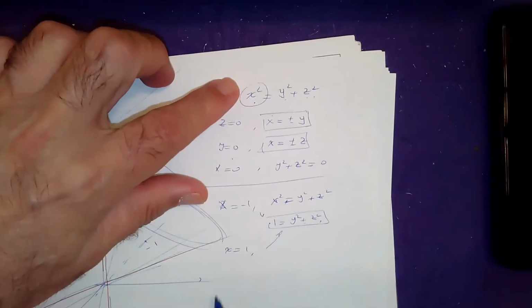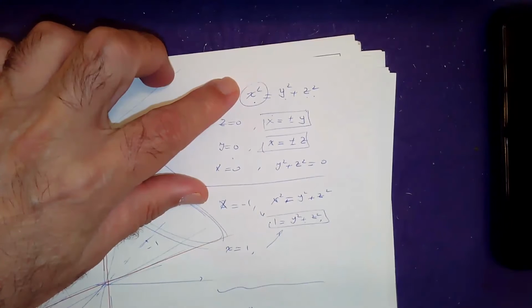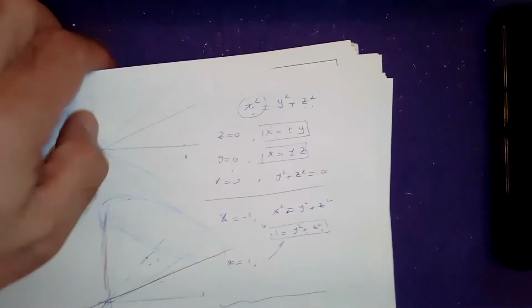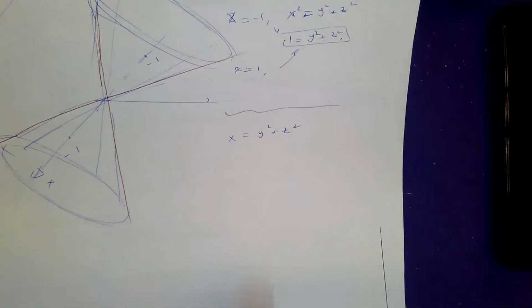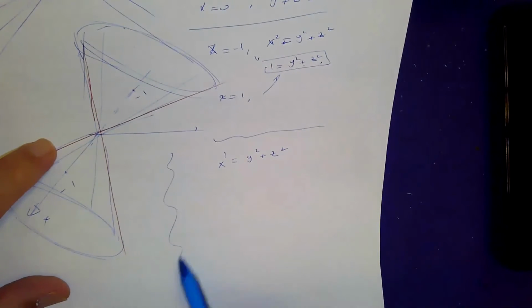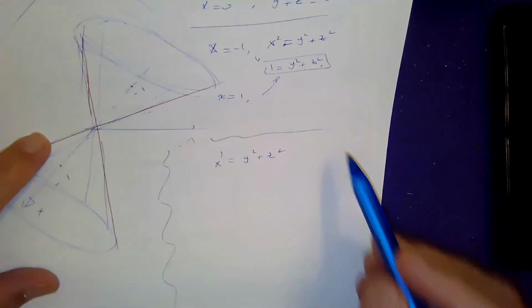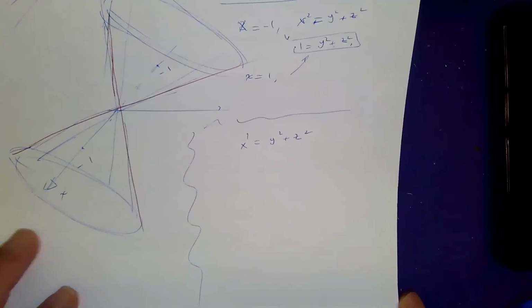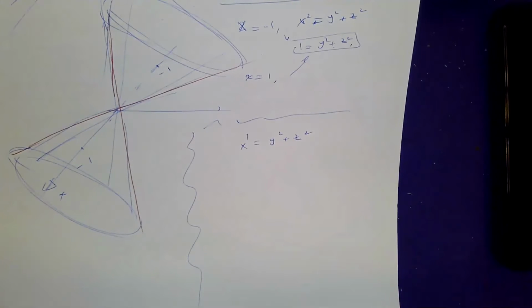Let me ask you something. If I had x equals y squared plus z squared, what would you say the graph of this guy is? You see what I did? I took the power of x out. I made it x to the first. How would the graph of this guy look like? What is it called and how would it look like? Does anyone guess the answer?